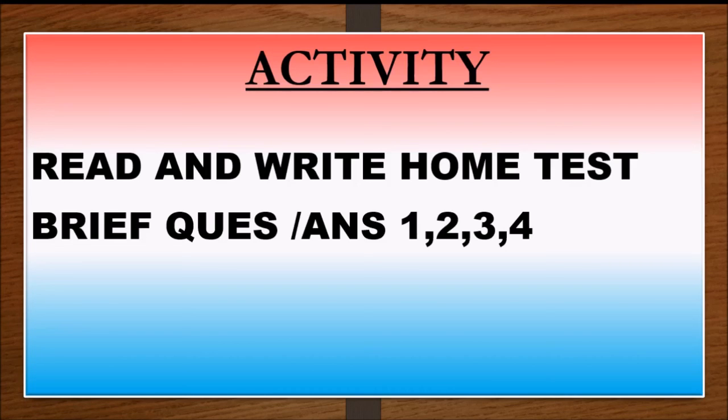Now, the activity part. We have already completed reading the brief first and second answers, right. Now, you have to read and write the home test in the brief answer questions. The brief questions are 1, 2, 3, 4. In the first and third questions you have subdivisions of 3 or 4 parts, right. So, you have already read 2, now today you have to read 3, read well along with the spellings, write your home test, get a parent signature and then submit it in the group.